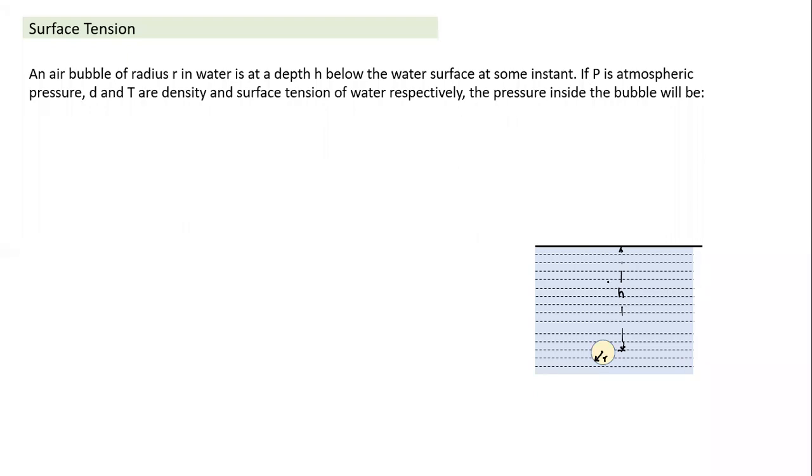So this is the depth here. It is inside water at depth h. P0 is the atmospheric pressure, d is the density of the water, and T is the surface tension of the water. What is the pressure inside the bubble?